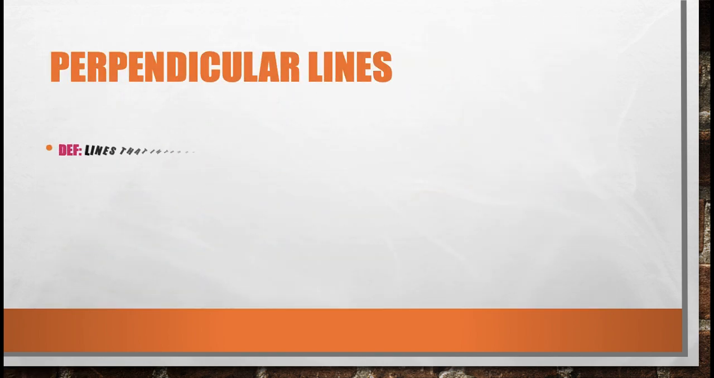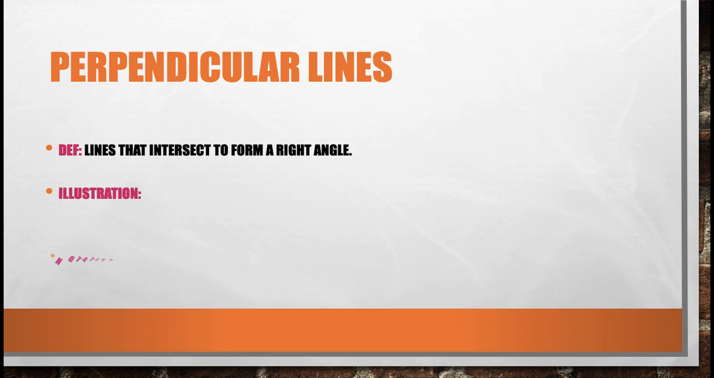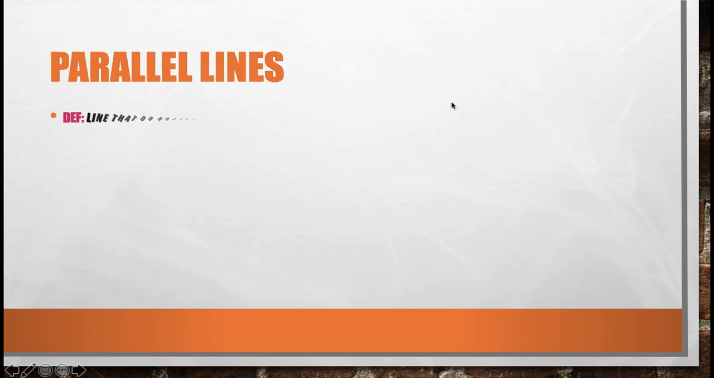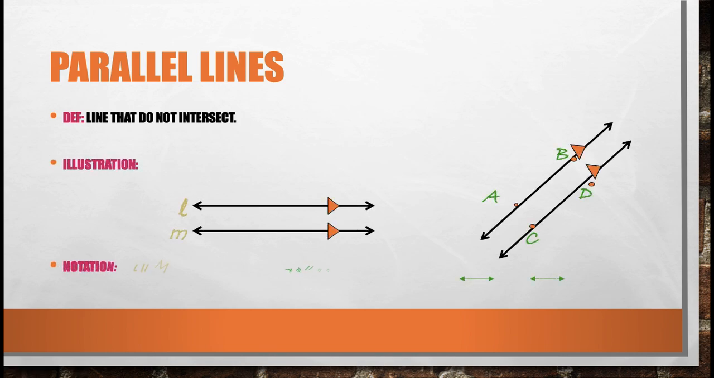Now students, we will speak about perpendicular lines. What do you mean by perpendicular lines, students? Lines that intersect to form a right angle. Now students, parallel lines: lines that do not intersect. This is an illustration of lines that do not intersect, parallel lines.